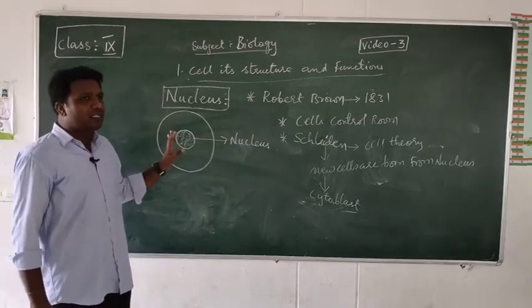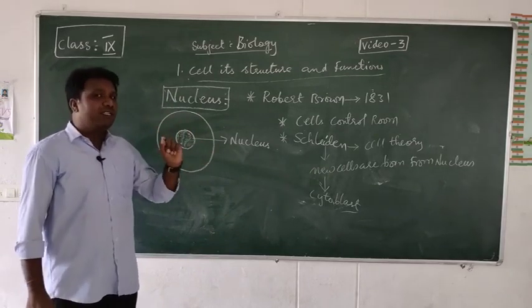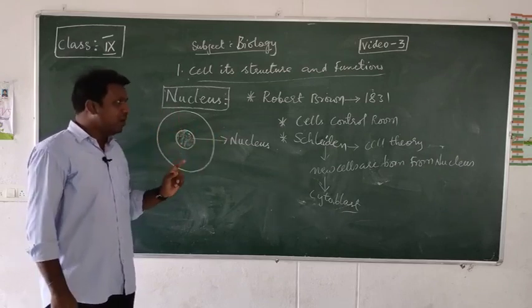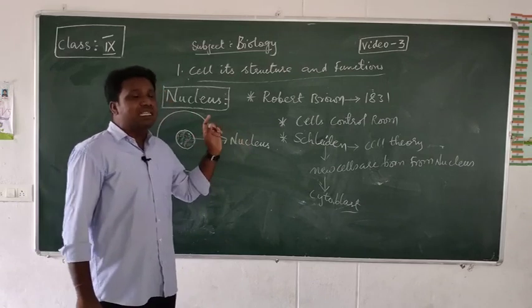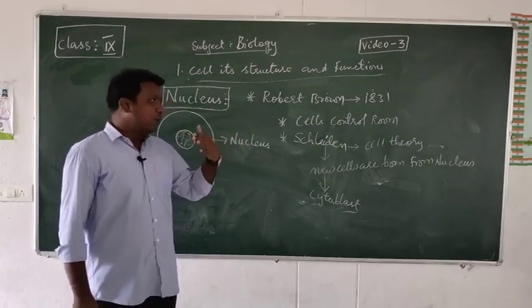So far what we have discussed is the nucleus. It is one of the important cell organelles. Who discovered that important cell organelle, the nucleus? Robert Brown. In which year? 1831. And what do you call it as? Cell's control room.